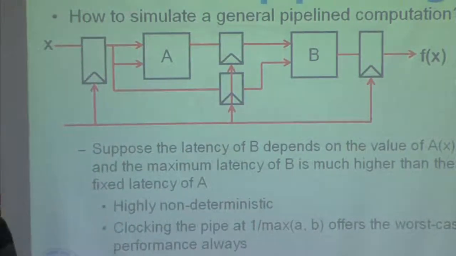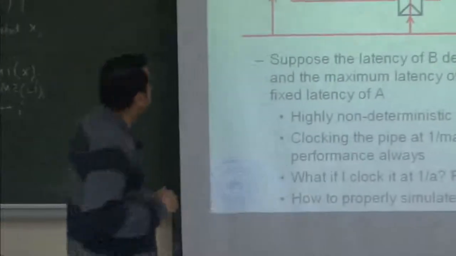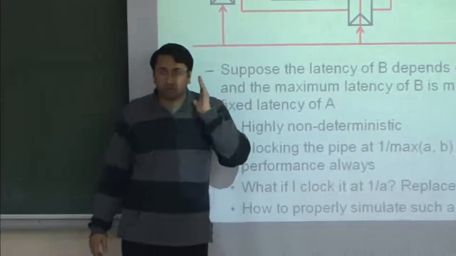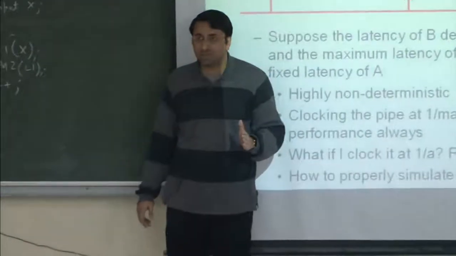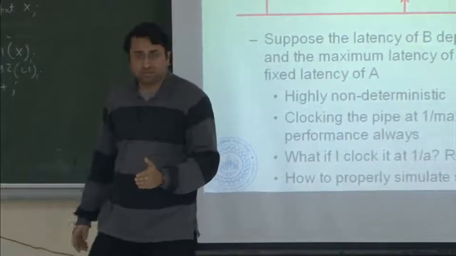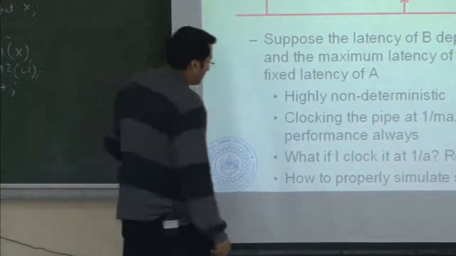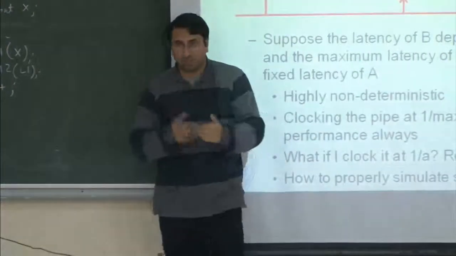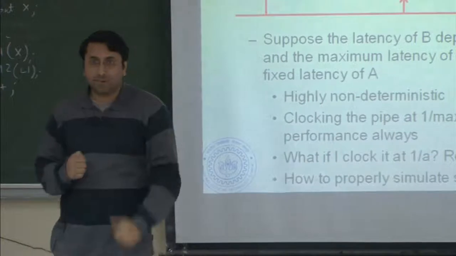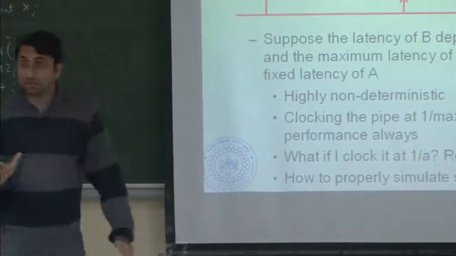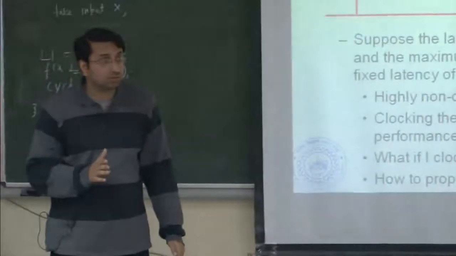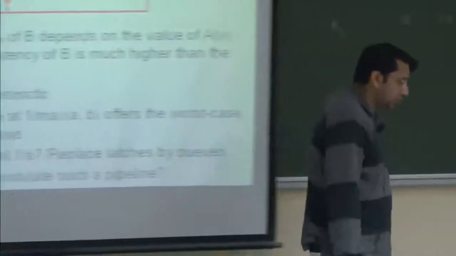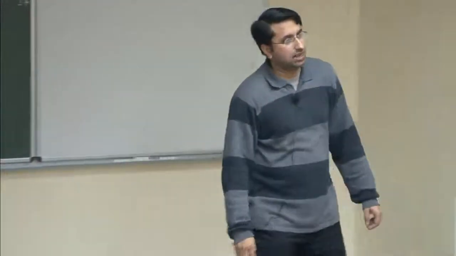These are very typical scenarios in a processor where you find that different pipe stages have different latencies. Of course, you will not try to clock it at 1 over the max of all the pipe stages, because that would be the worst case. You will still be optimistic and clock at a faster rate, but put queues in between to take care of this slack difference. Is it clear to everybody why I want to replace latches by queues? You can think of it as queues of latches.